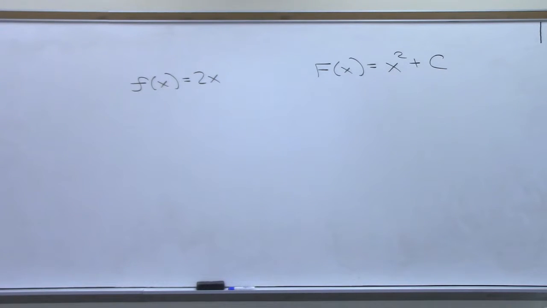This one's the tricky one. What's the antiderivative of sine? Negative cosine. People always mess this one up. They always say the antiderivative of cosine is negative sine. That's incorrect.